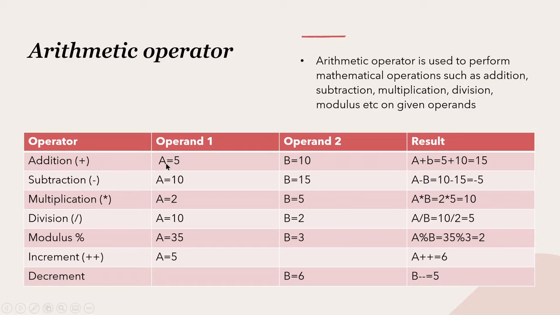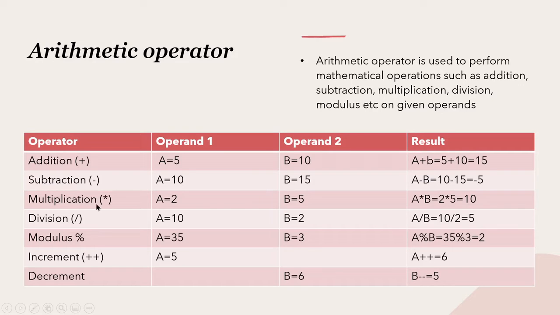Addition, the simple addition: the first operand is a equal to 5, the second operand is b equal to 10, then a plus b equals 15. Now let's see subtraction. a equal to 10 and b equal to 15. The simple subtraction gives minus 5 because a is less than b.